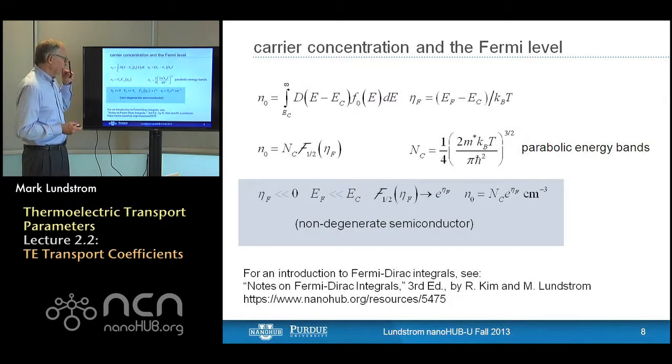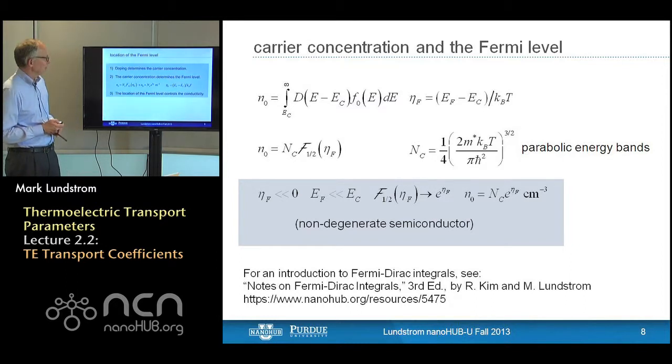And what you find is that if your Fermi level is way below the bottom of the conduction band, then the Fermi-Dirac integral reduces to an exponential, and we get our non-degenerate expressions. If it's way above, we get a metal. If it's in between, we have to deal with Fermi-Dirac integrals. And unfortunately, for thermoelectric calculations, we're frequently in between. So you'll see many thermoelectric coefficients expressed in terms of Fermi-Dirac integrals. So it's worth getting familiar with Fermi-Dirac integrals.